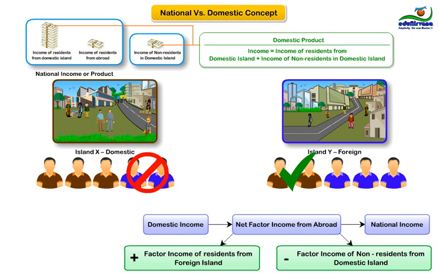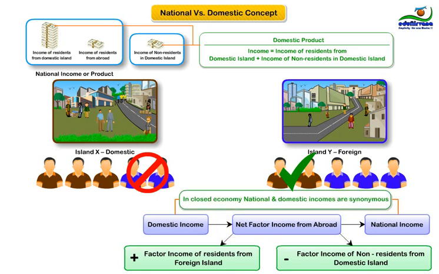Hence, the difference between the national and domestic concept is net factor income from abroad, and in a closed economy, national and domestic incomes are synonymous. The relation of domestic to national income is perfectly straightforward in principle. The former is merely adjusted for net factor income from abroad.